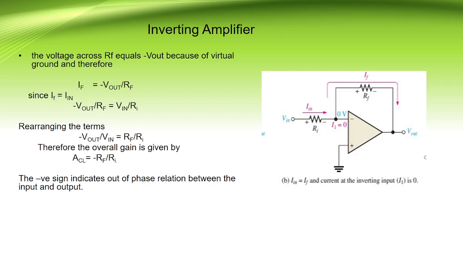Therefore, the overall gain for this circuit is ACL equal to minus Rf by Ri, where Rf is nothing but the feedback resistance and Ri is the input resistance. The negative sign will indicate the output relation and the input relation of the signals. That is, the output and input will have a 180-degree phase shift.